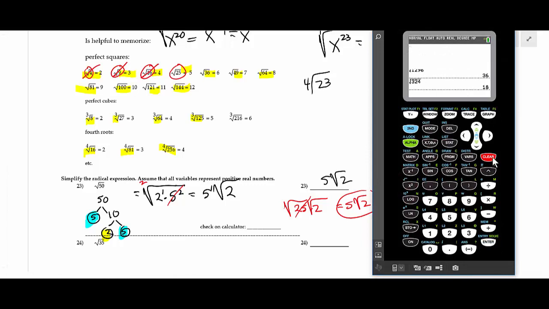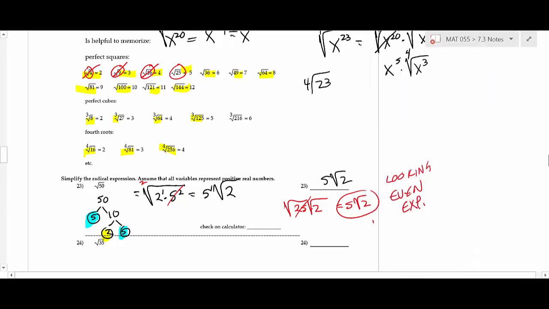Now you can check your answer on a calculator with this. If I did the square root of 50, I'm going to get decimals. I don't want decimals unless I specify that. That's 7.1 approximately. If you take our answer and do 5 times the square root of 2, you should get exactly the same thing, and we do. So you can tell you've done that correctly with your calculator.